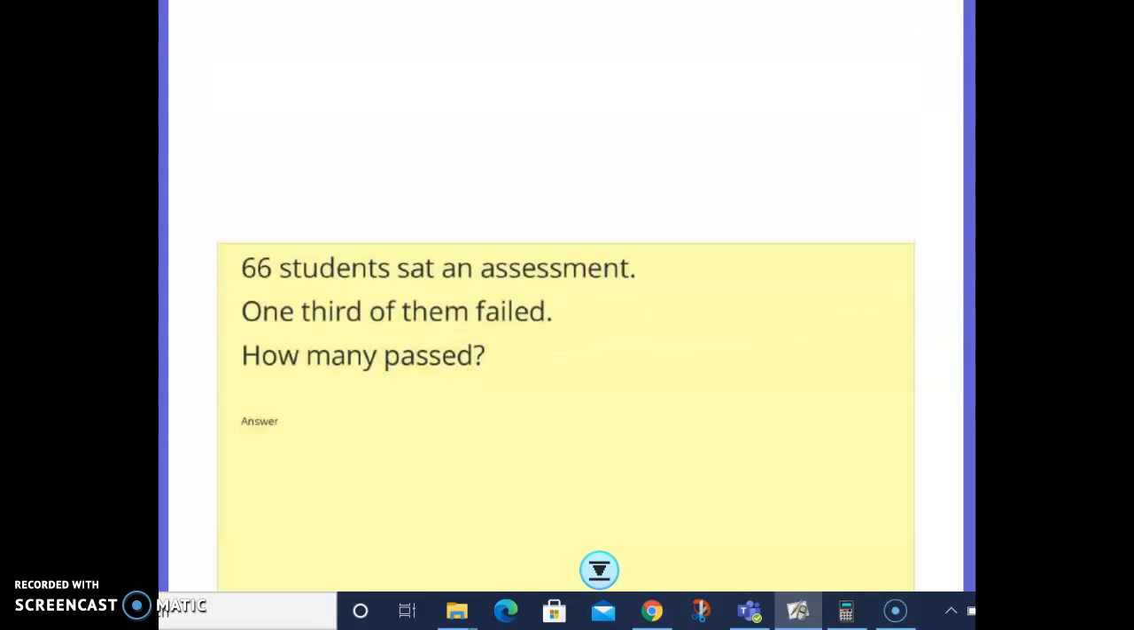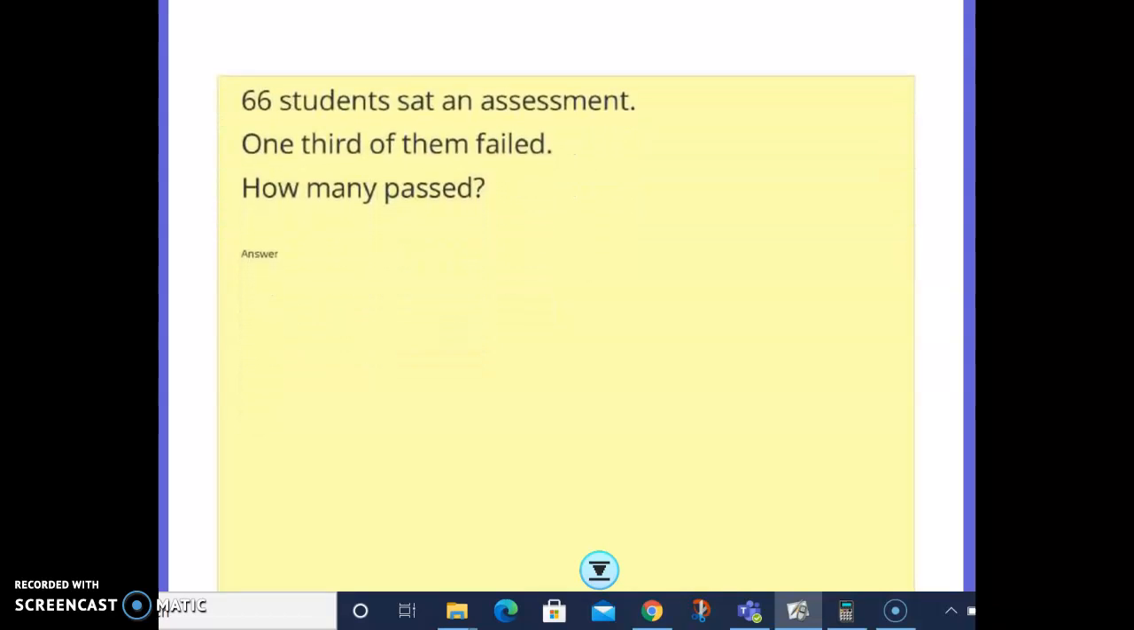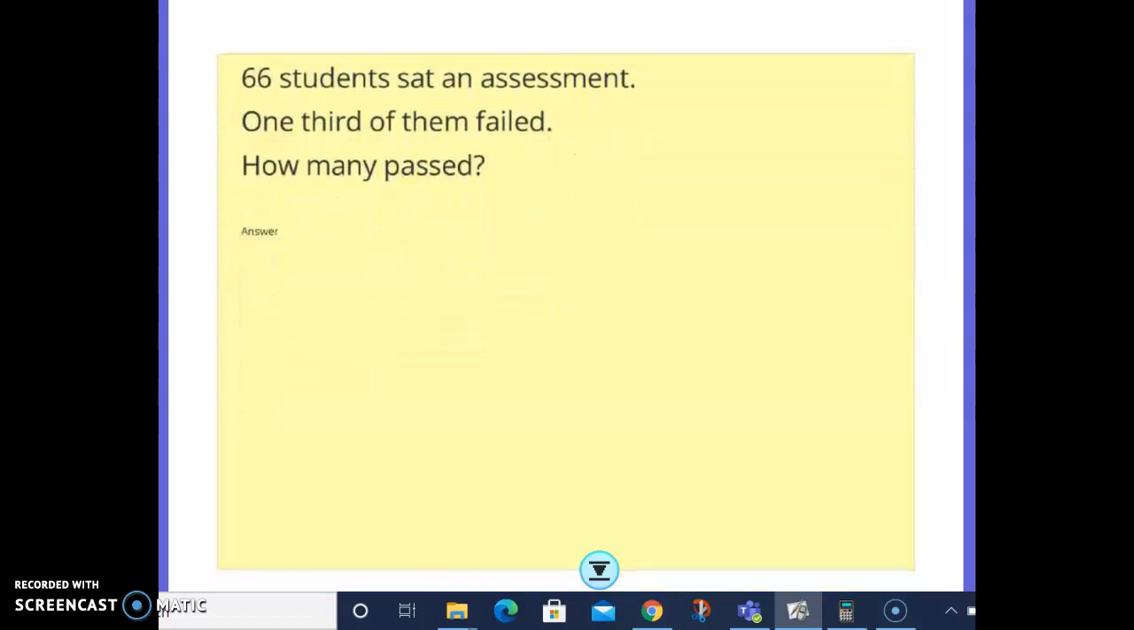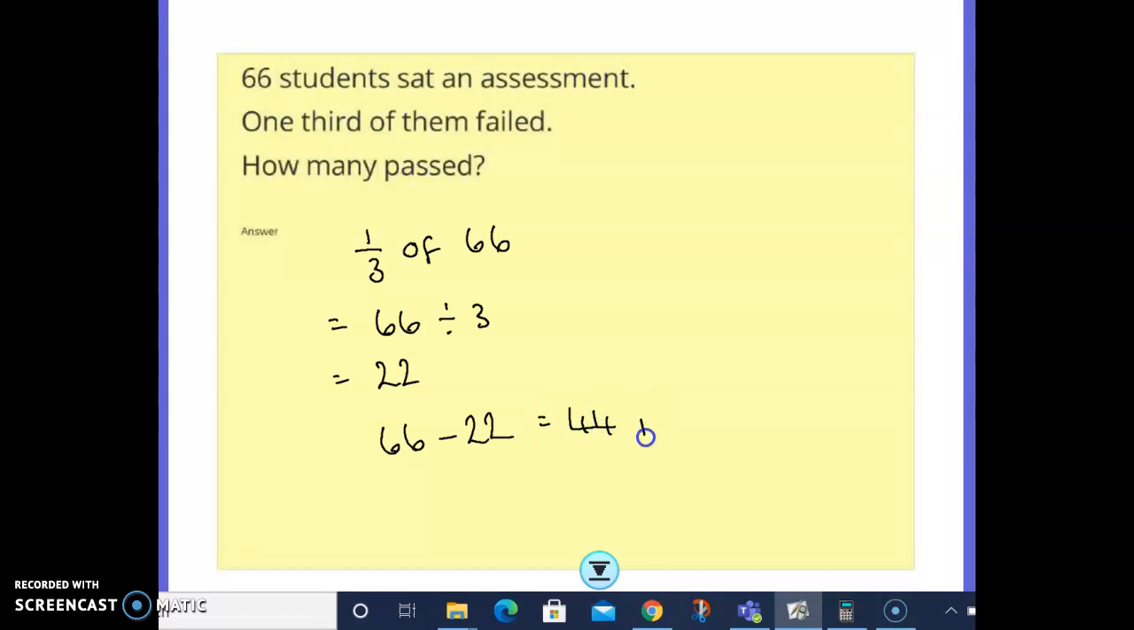Question 3. 66 students sat an assessment, 1/3 of them failed. How many passed? So we want to start by finding 1/3 of 66. To find a third of something, we divide by 3. 66 divided by 3 is 22. So that's how many of them failed. I want to know how many passed. Take it away and we get 44 of them passed.